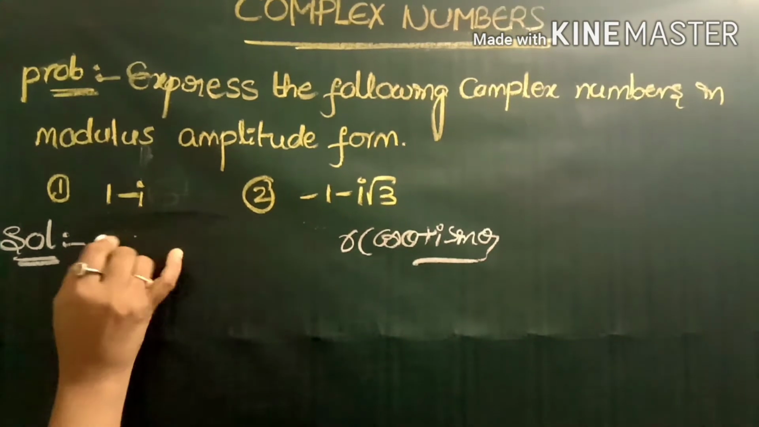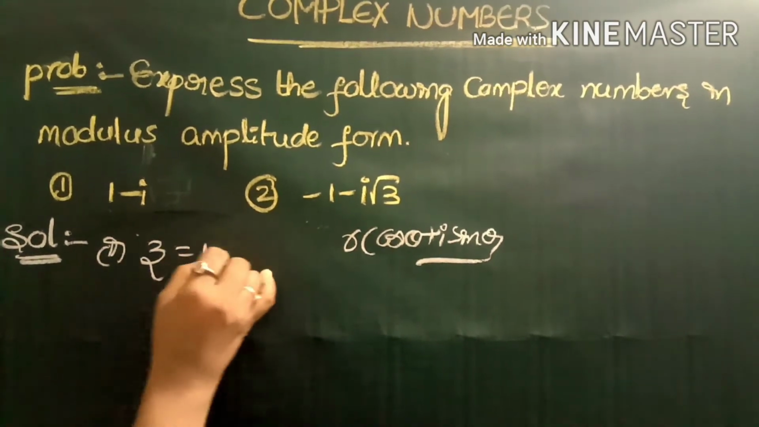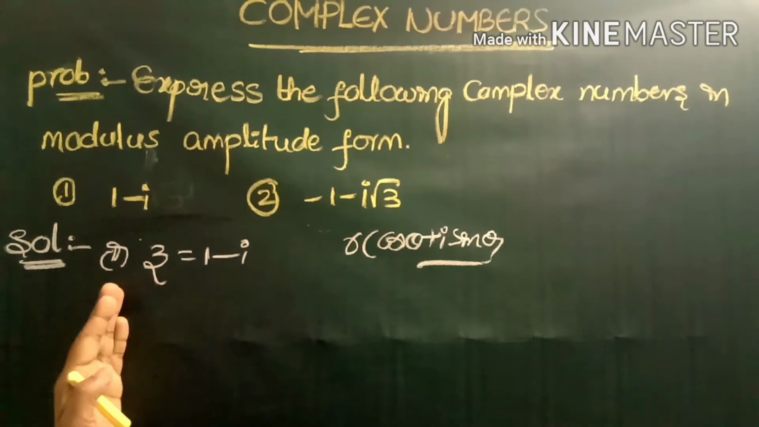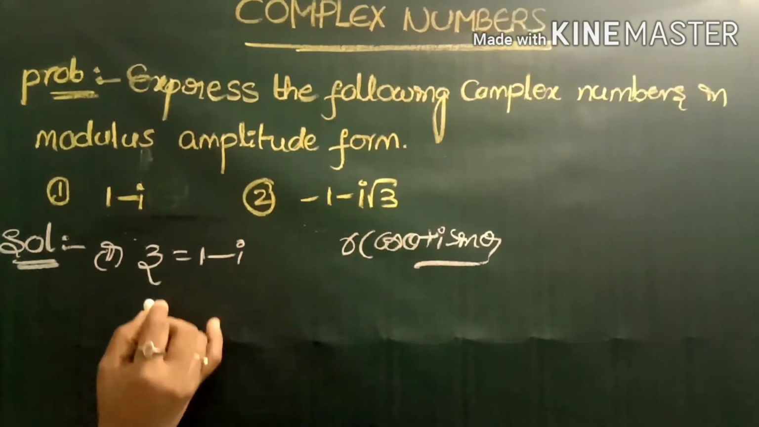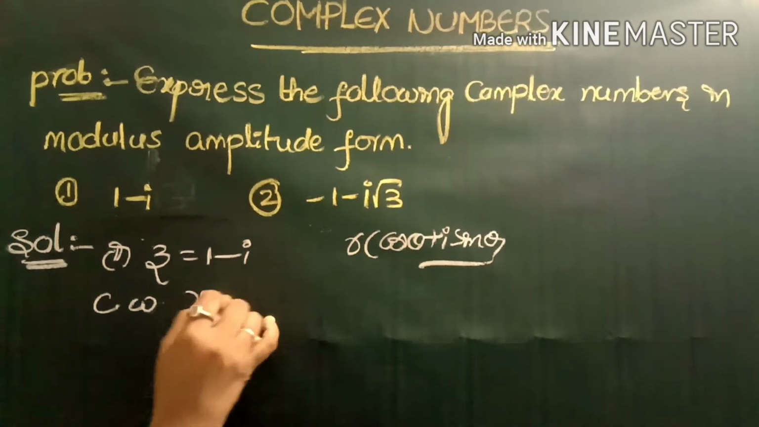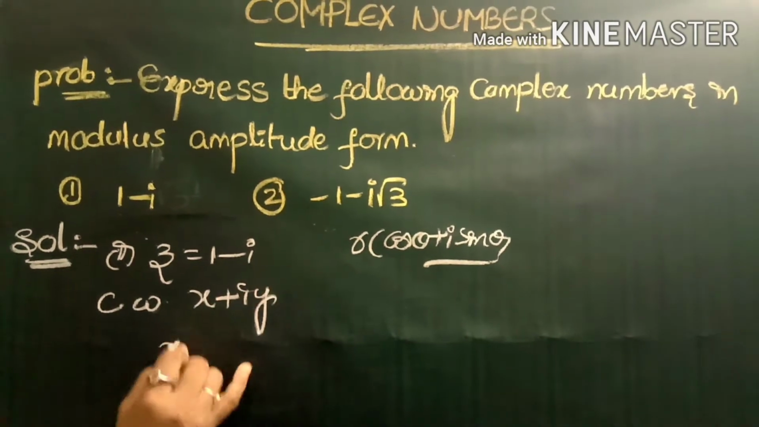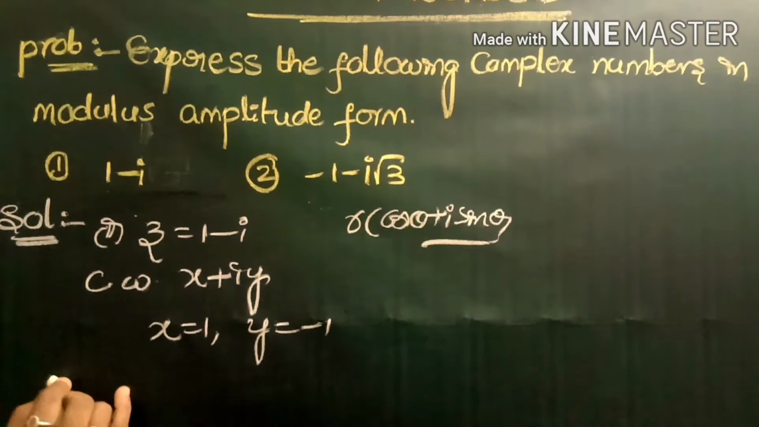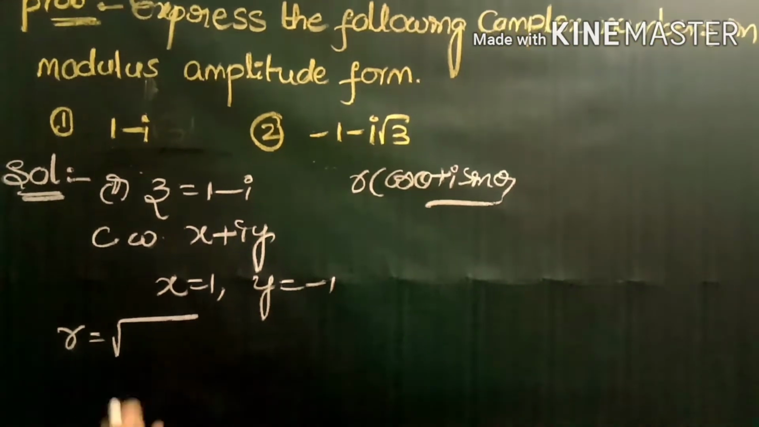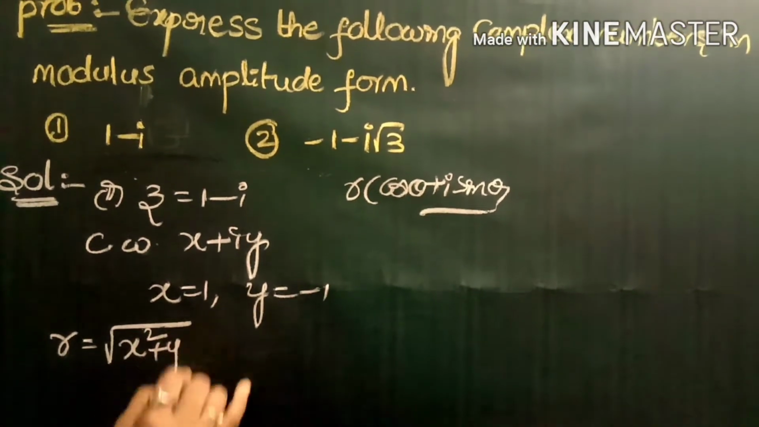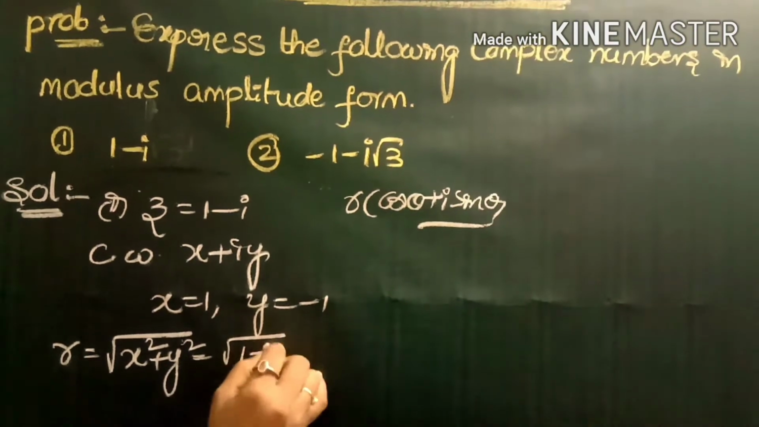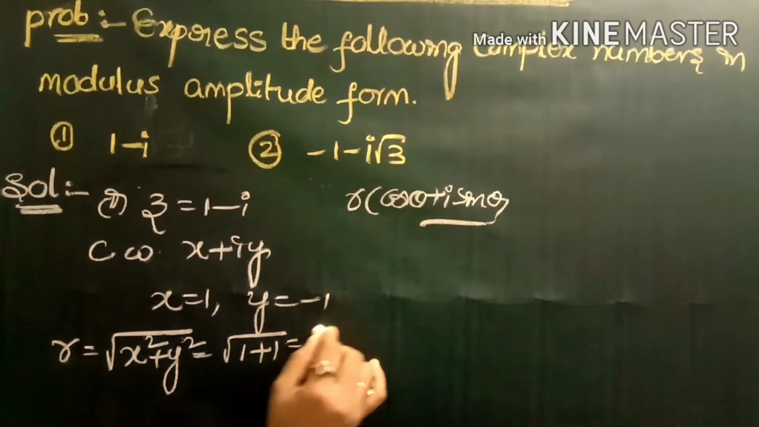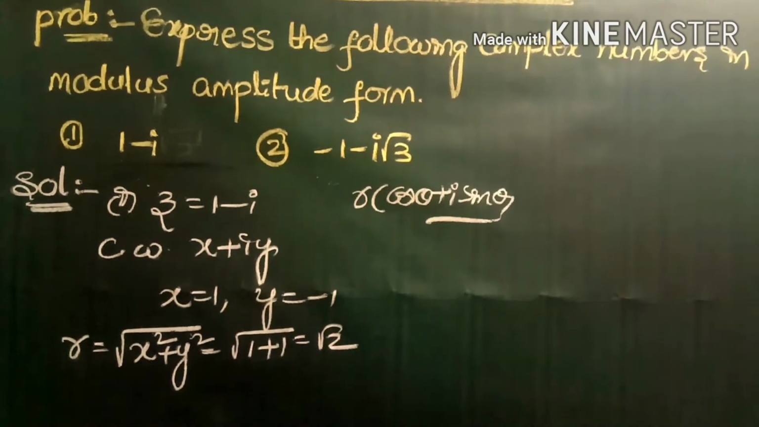So first we are taking the first problem, z is equal to 1 minus i, and comparing this complex number with x plus iy, the values of x, y are x is equal to 1 and y is equal to minus 1. Now first we are finding the r value. r is equal to square root of x square plus y square, that is 1 square plus minus 1 whole square, 1 plus 1, which is root 2.